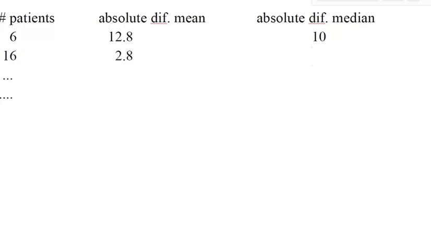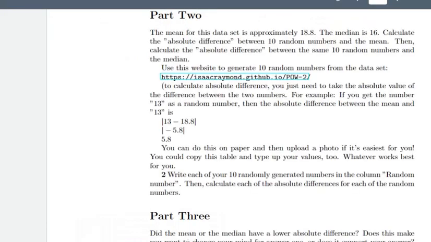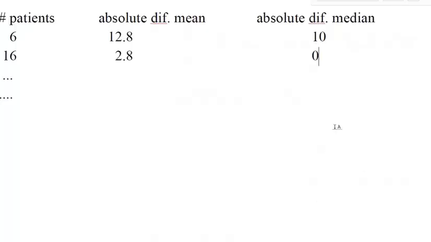16, I think that was the median, wasn't it? So coincidentally, I got a random number. 16 minus 16 makes 0, so 0 gets recorded here. And keep doing that for all 10. And then what you're going to do at the end is you're going to add up all the numbers in each column. So let's say for the absolute difference, I added up all 10 numbers in that column. I got 58.9. And for the absolute difference of the median, I added them all up.